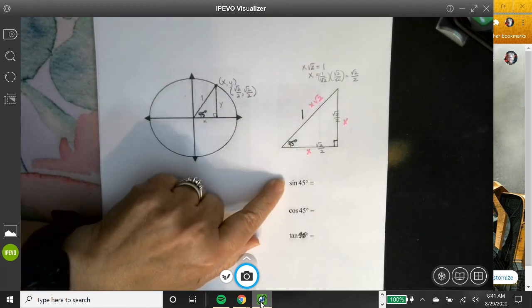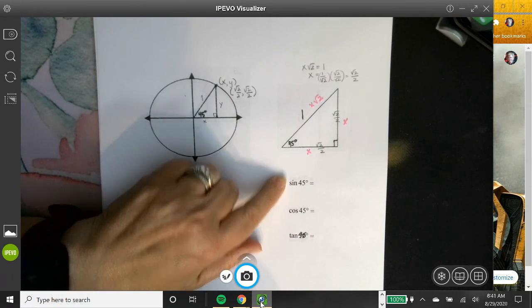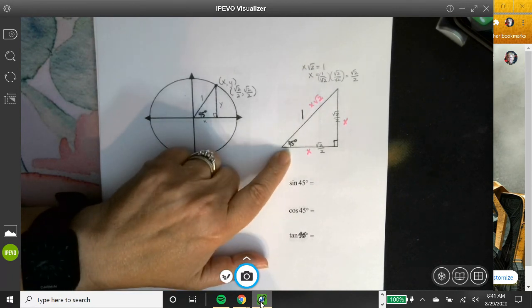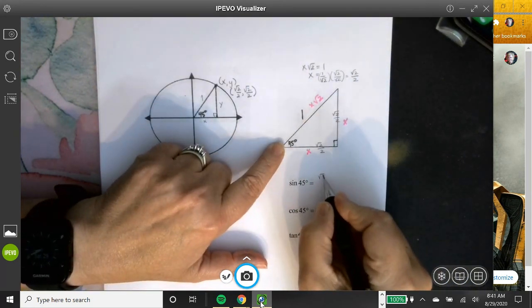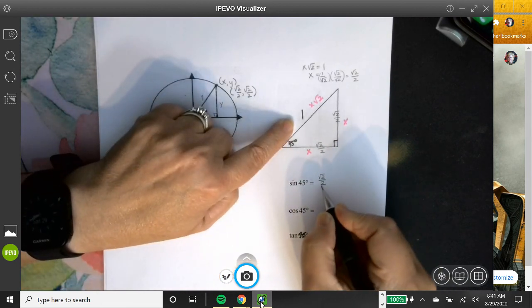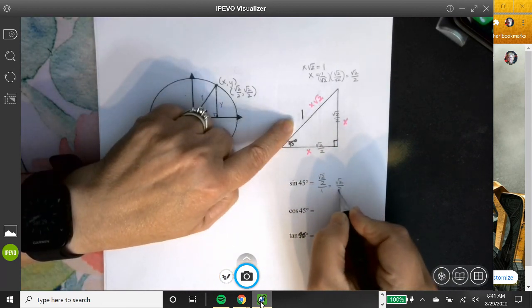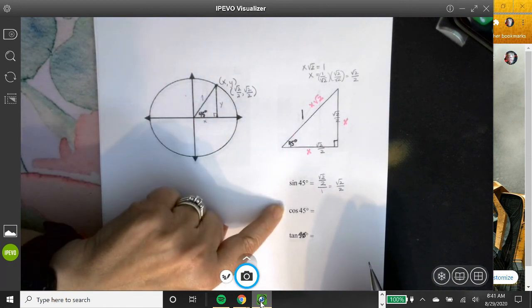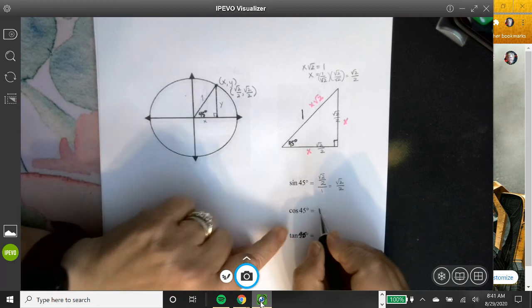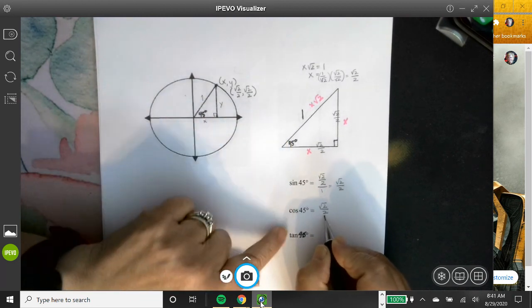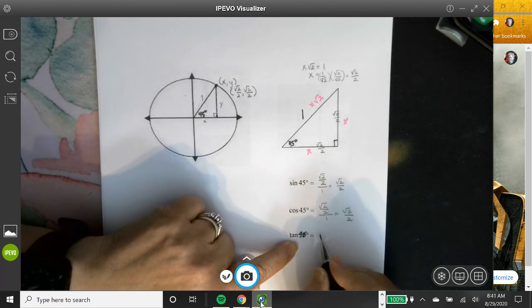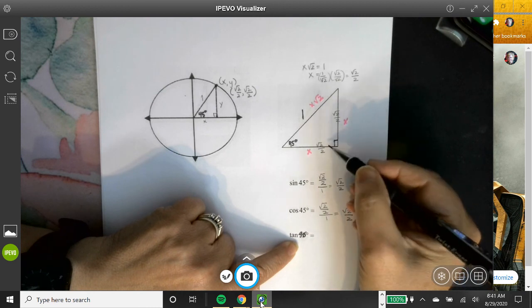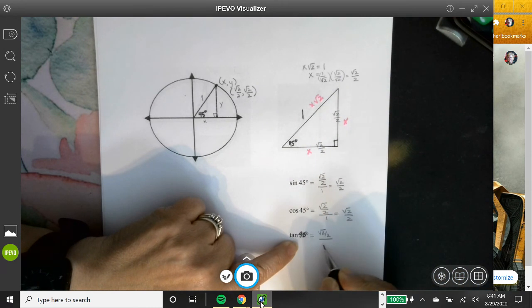Well, let's see if the same relationships hold true here. Let's figure out what the sine of 45 is using our 45, 45, 90. So the sine is going to be, if I use this as my angle, the opposite, which is root 2 over 2, over our hypotenuse, which is 1, and that gives us root 2 over 2. Let's find out what the cosine is. Well, the cosine is going to be the adjacent, which would be root 2 over 2, over the hypotenuse, which is 1. And the tangent of 45 is going to be the opposite over the adjacent, which would be root 2 over 2, over root 2 over 2, which is 1.